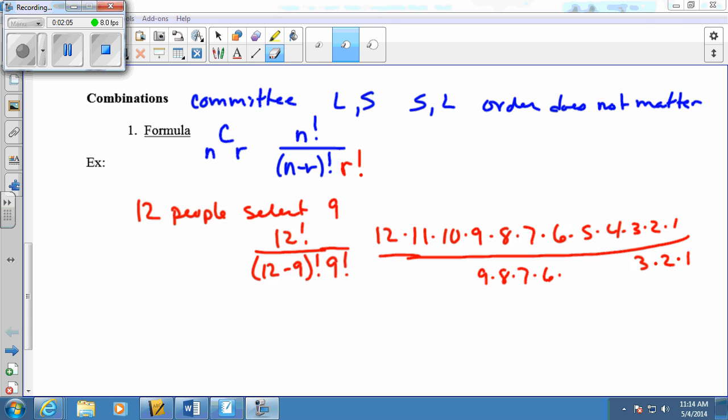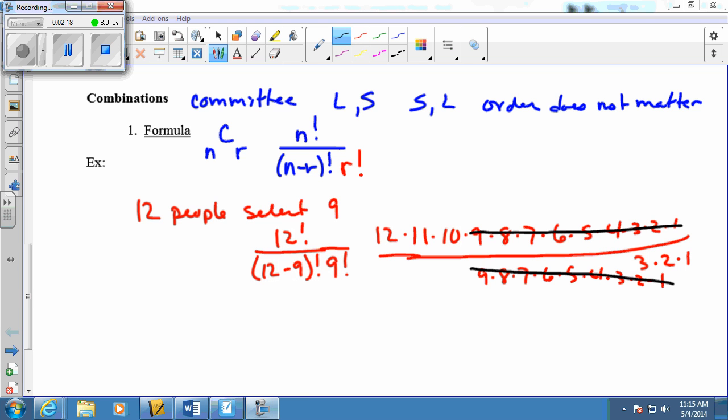I'm going to have some duplicate cancellations here. If I take a look at what cancels, I like to think of it as all the 9 factorials cancel out. This 3 factorial, which is listed here, has already canceled the 3, 2, 1 with the 9 factorial. So I just simply say 3 times 2 times 1 is 6. 6 goes into 12 twice, and then I multiply. And that's how many different committees I could form if I was selecting 9 people from a total of 12.